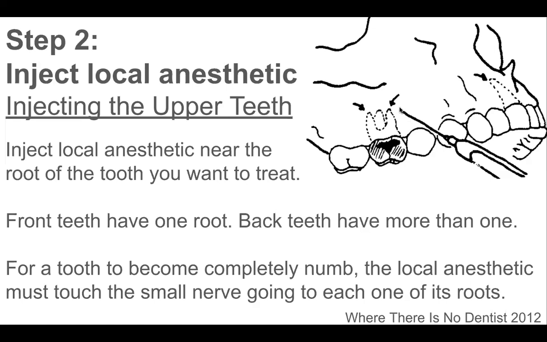Remember we need to adjust its pointed end towards the tooth we want to remove. And remember we said that the front teeth have one root, but for the back teeth, for example a molar, we have more than one root. So for a tooth to become completely numb, the local anesthetic must touch the small nerve going to each of its roots.